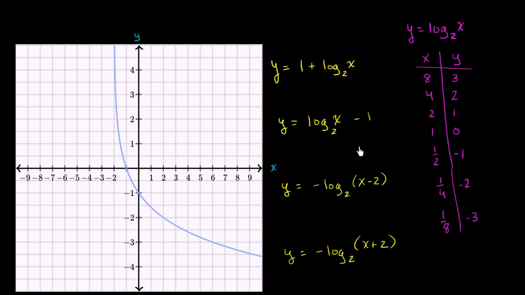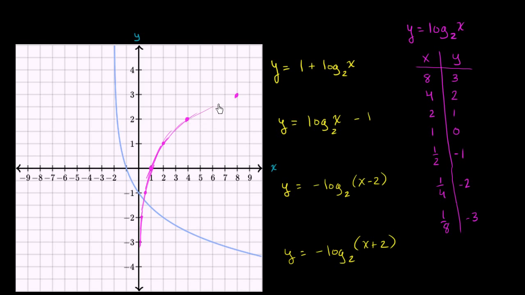Now let's just graph some of these points. When x is equal to 8, y is equal to 3. When x is equal to 4, y is equal to 2. When x is equal to 2, y is equal to 1. When x is equal to 1, y is equal to 0. I think you see the general shape already forming. When x is 1/2, y is negative 1. When x is 1/4, y is negative 2. I think you see where this is going. When x is 1/8, y is negative 3. And so you have a graph that looks something like this. I'm just connecting the dots.